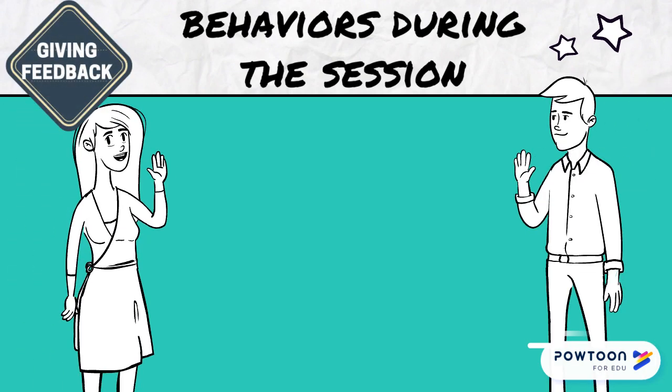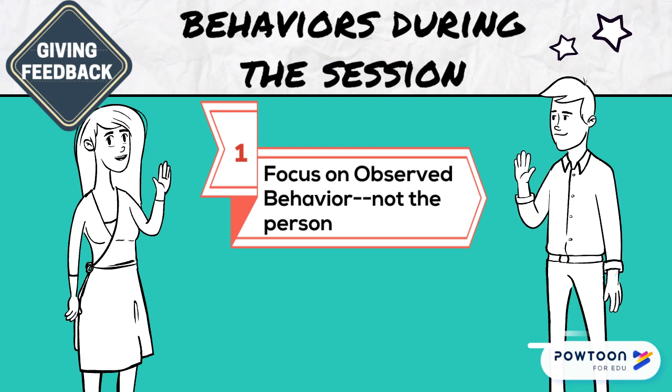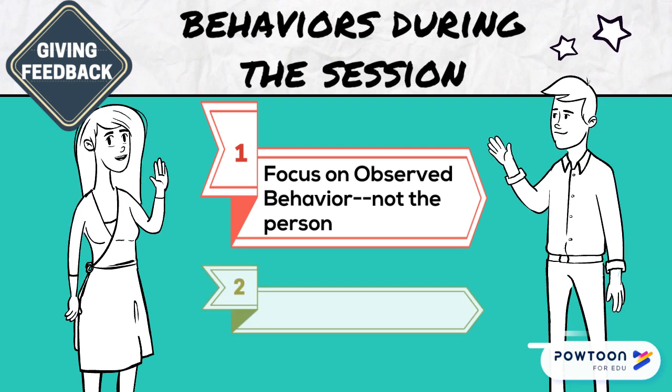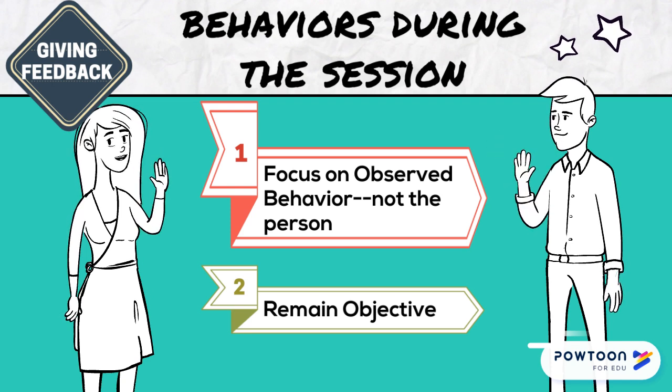Next, try not to make it personal. Keep the focus on the behaviors that you want to improve rather than on the person. If you can do this objectively without bringing any emotion into it, the student will be much more receptive to your suggestions and they may come up with ideas for improvement on their own.